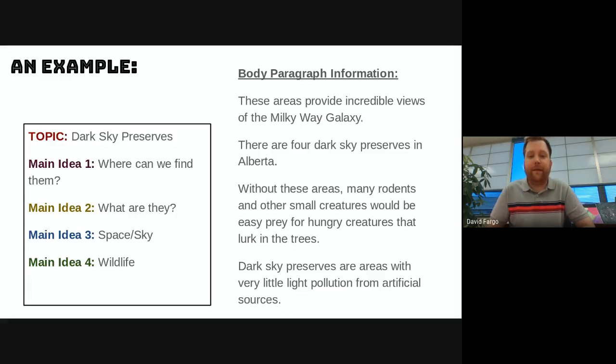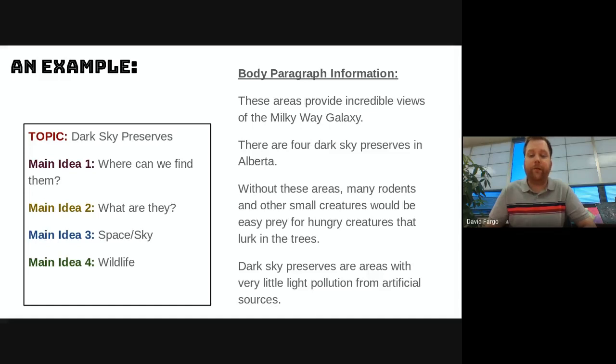So let's look at some of the sentences that I've pulled from this article, just kind of randomly pulled some sentences, and we can see if we can match them up. Because if the essay or news article is well organized, you should always be able to match the sentences with the main idea of the body paragraph. So let's look at the first one. These areas provide incredible views of the Milky Way galaxy. Well, we're talking about the galaxy here, okay? And galaxies obviously have something to do with space. So we're looking at body paragraph 3. So that's the one that this sentence would go into.